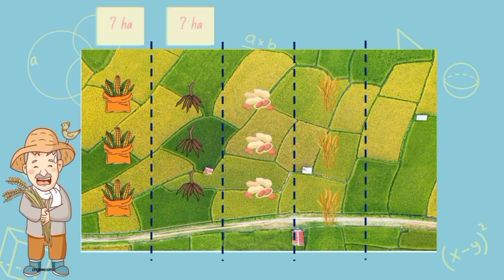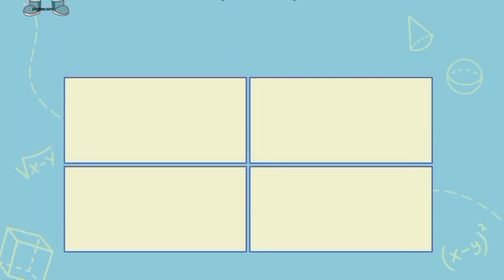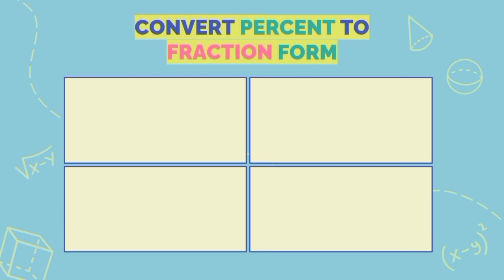So, how much is each plot area in hectares? Let's count. But before we count, we have to know the fraction materials that are related to answering the question above. The first, we are going to convert the percent to a common fraction. Suppose there is a percent form. If it is converted to fractional form, it becomes a over 100.